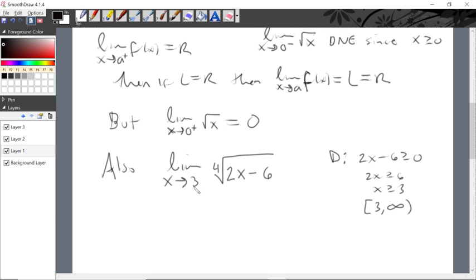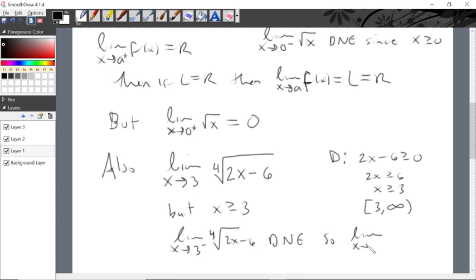Well, we're taking the limit as x approaches 3, but x is only greater than or equal to 3. That means we can't find the left-hand limit. That means the limit as x approaches 3 from the left of our fourth root of 2x minus 6 does not exist. So since that does not exist, then the limit overall as x approaches 3 of the fourth root of 2x minus 6 does not exist as well. We can't take the limit from the left, because we're at the end point. So we have to watch out when we're dealing with functions such as these, even roots.